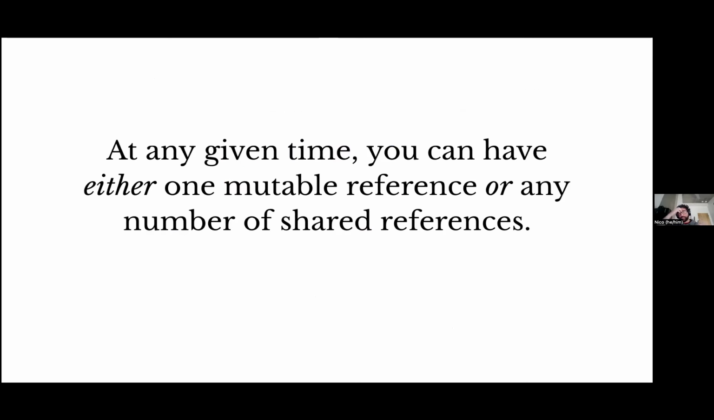Without going into too many details, the key property in Rust is that it only allows you to have either one mutable reference to a location or any number of shared references, and that's how they prevent many memory safety and data race issues.